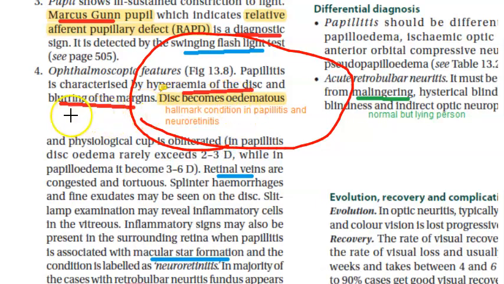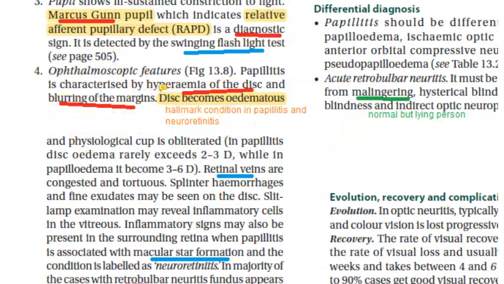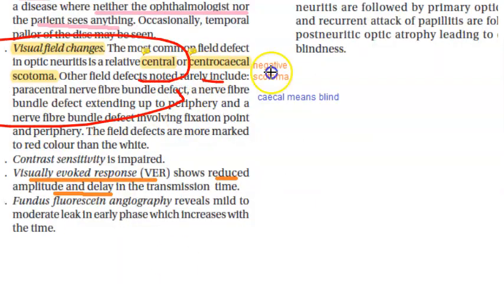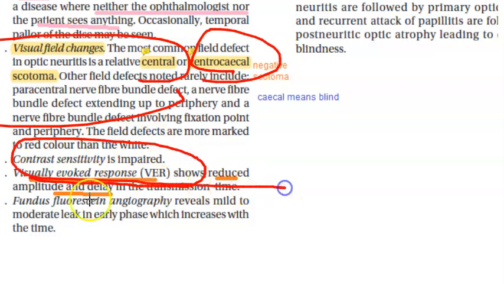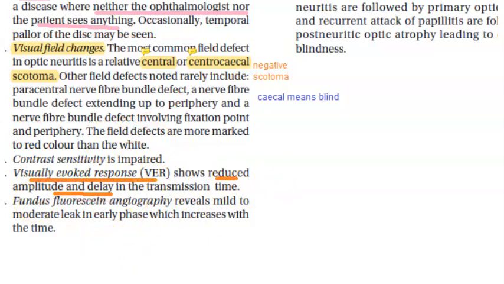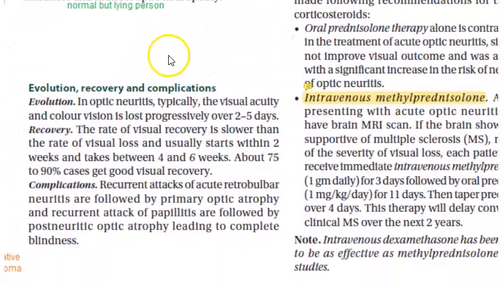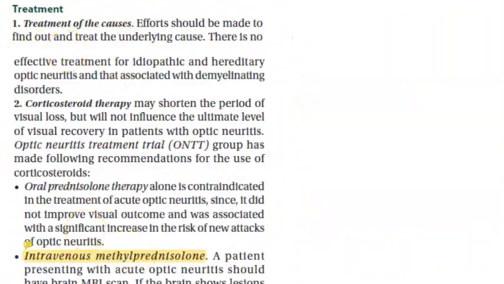Disc edematous, blurring of margins. So there can be central scotoma, centrocecal scotoma, reduced visual evoked response, reduced amplitude and delay in transmission time. Then what is the treatment for optic neuritis? You have to treat the cause. Then what is this? Steroids, they are giving intravenous.